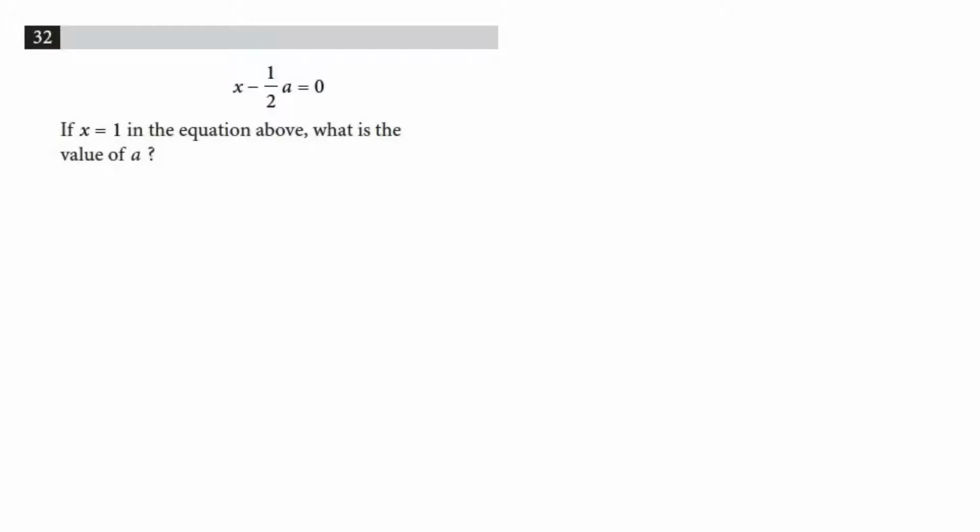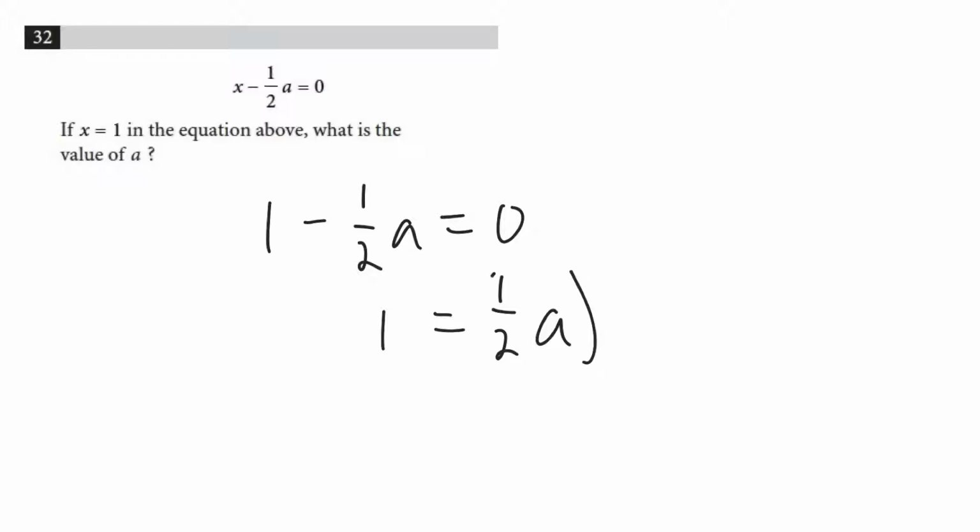32. If x equals 1 in the equation above, what is the value of a? Alright, so we just have a direct substitution. We're just going to put in 1 for x, 1/2 a equals 0. I'm going to add 1/2 a to both sides. Okay, well, to undo this 1/2, I just need to multiply by the reciprocal, which is 2, on both sides. So I get 2 equals a.